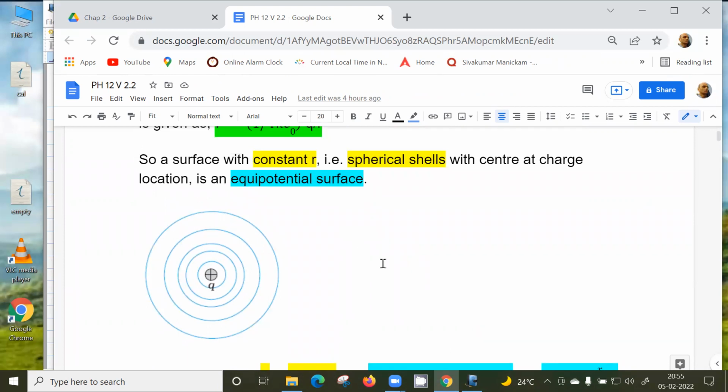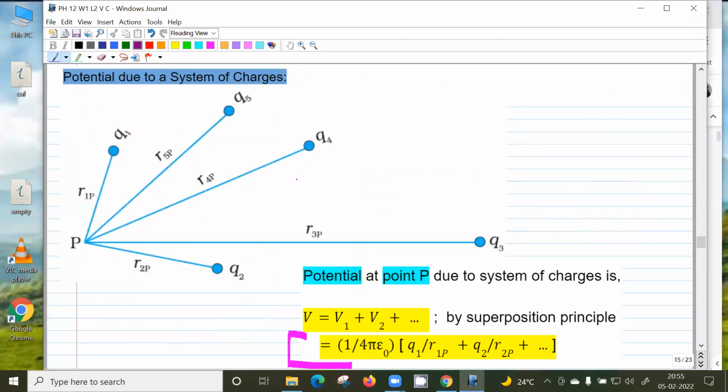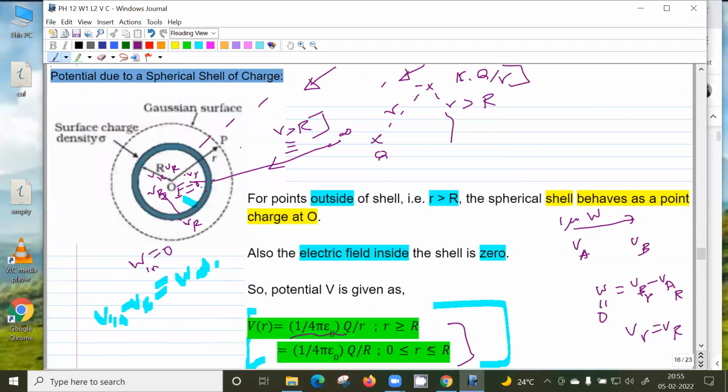Instead of a point charge, even if I have a spherical shell, the equipotential surface will be a spherical surface. Even this Gaussian surface is actually a spherical surface. For the points outside, it's an equipotential surface. The points inside are also at the same potential, but there won't be any gradient.